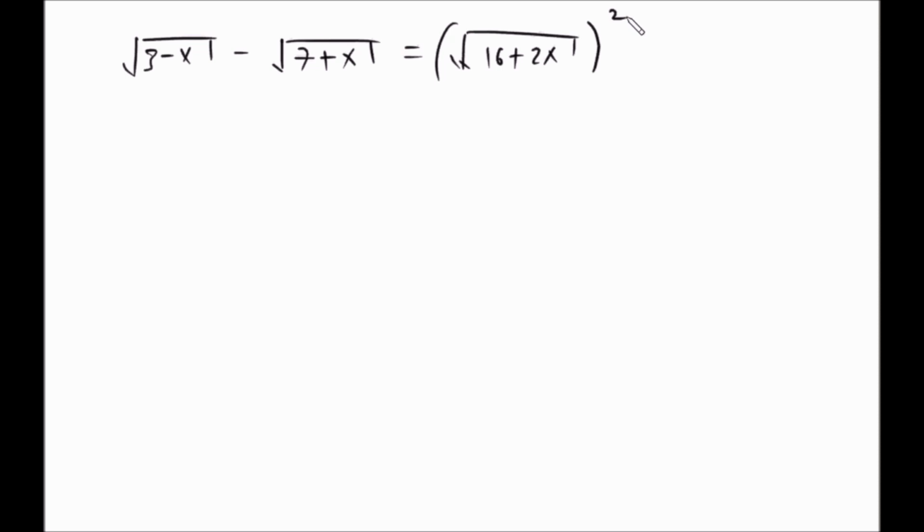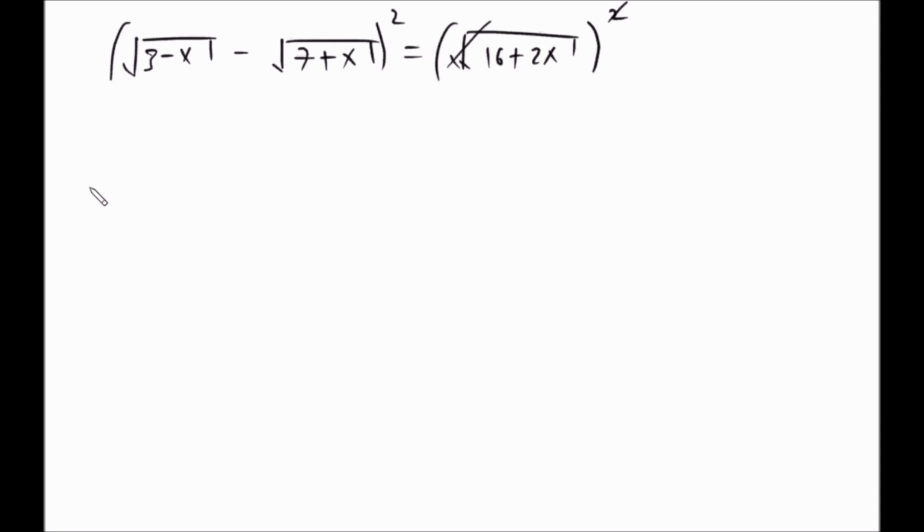So it's the square root of 3 minus x minus the square root of 7 plus x is equal to the square root of 16 plus 2x. So I can eliminate the square root in the right-hand side of the equation if I square it. But if I'm going to square the right-hand side of the equation, then I must also square the left-hand side of the equation. So here on the right-hand side, the square root will go away.